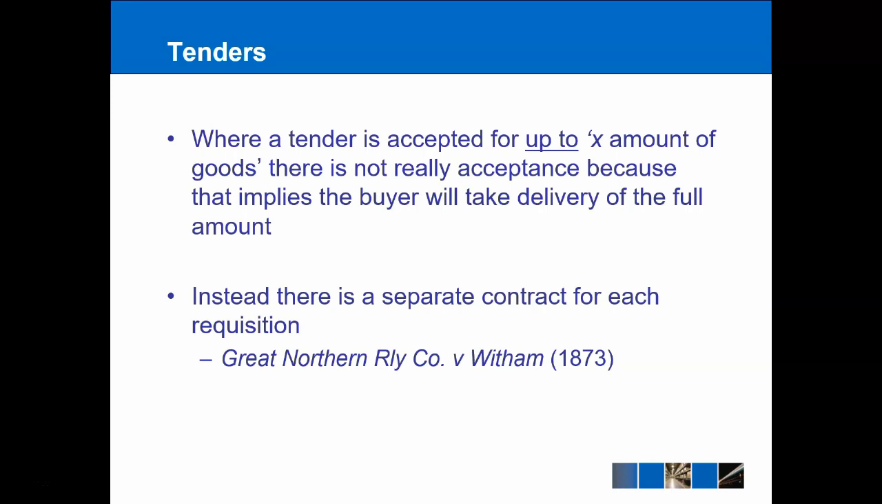Well, say for example, we go back to my iPhones and I need 5 in January, 7 in February, only 2 in March. And we eventually build up over the year to up to 100 iPhones. Well, each of those individual deliveries in a particular month is going to be recognised as a separate contract, and that's come from the Great Northern Railway Company and Witham from 1873. So that first contract in January is a particular offer and acceptance, and that's how we create the certainty that's needed in that given contract.